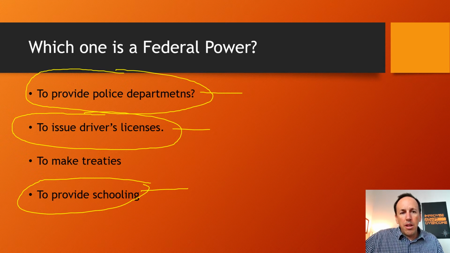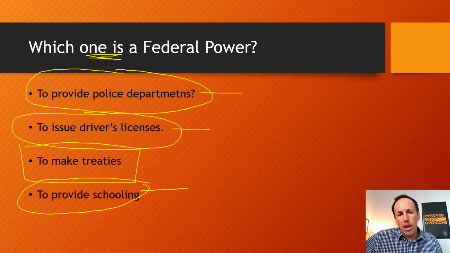So which one is the federal power? To make treaties with other nations, okay? To make treaties. You're not going to be able to memorize every single power of the federal government. So what I want you to do is start to think through in your mind. When you see driver's license, you go, okay, does the driver's license have a big red, white, and blue USA on it? No, it has your state ID on it. Okay, that's going to be a state power.